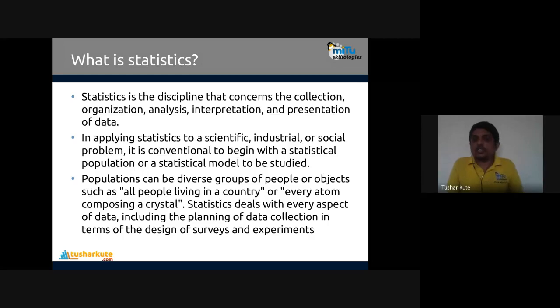Correct. Statistics deals with every aspect of data, including planning of data collection in terms of design of surveys and experiments that we can carry out on the data which we have collected. So being a part of data science, data is the prime source of information. Without data, data science cannot exist. Without data, machine learning cannot be created. And without data, statistical operations are not possible. So the center point of all of these fields of study is data, and related operations are connected with the data only.